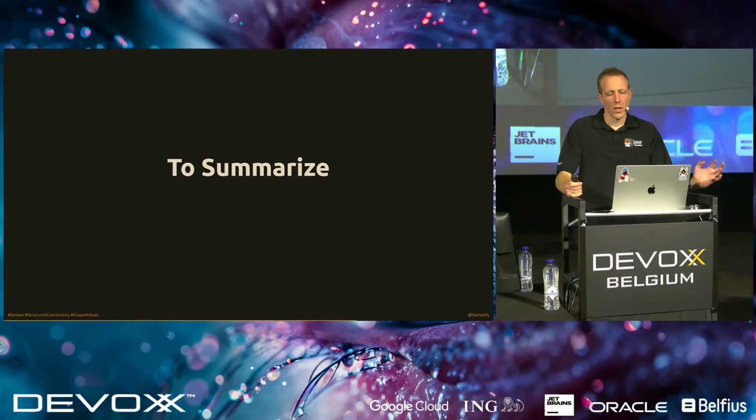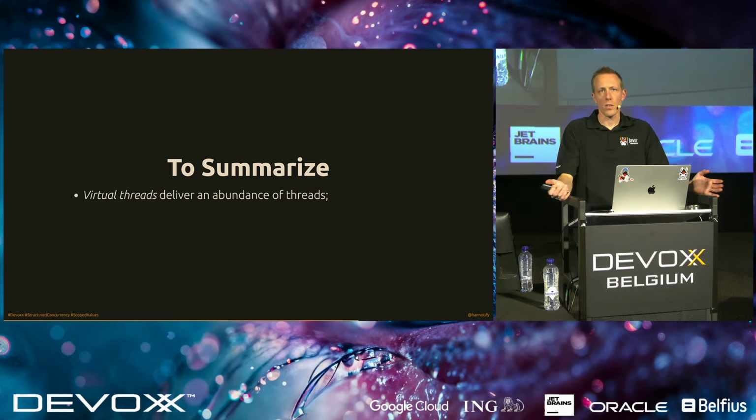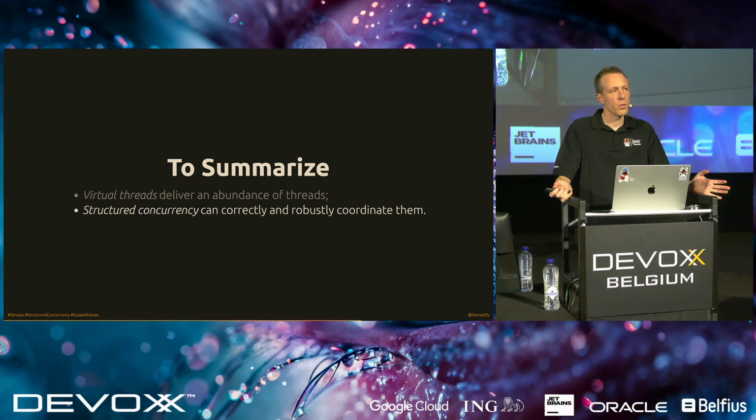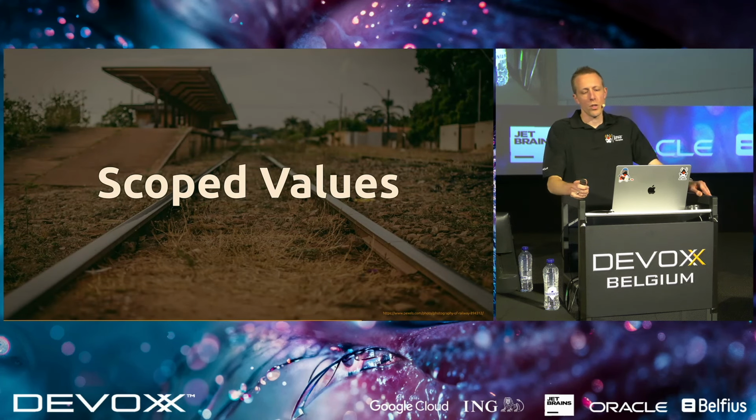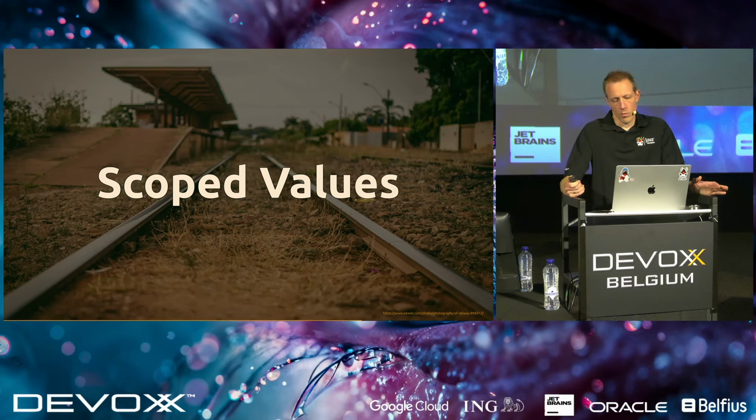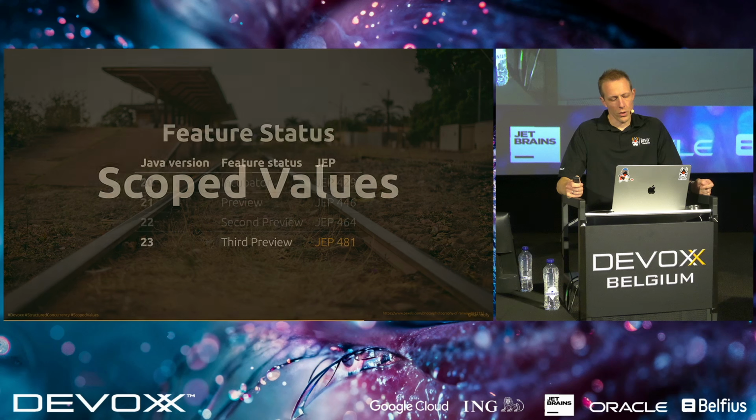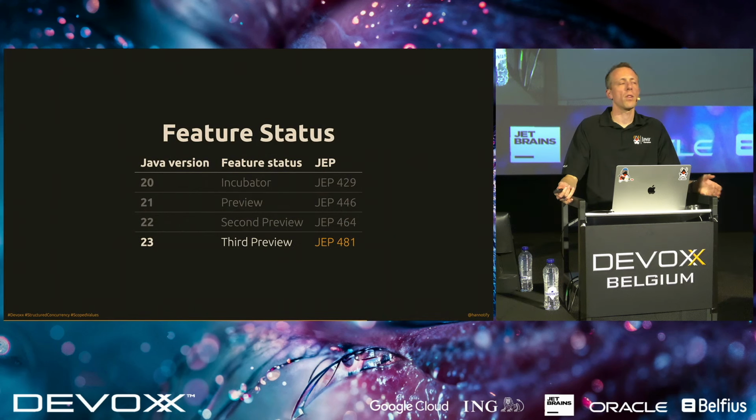So let's summarize. We've seen that virtual threads deliver an abundance of threads, millions of them if you want to, and structured concurrency is the good mechanism to correctly and robustly coordinate the millions of threads in a structured way, so they follow a hierarchy. And that means that it's now time to look into scoped values a bit. The next station that we visit in our concurrency journey. And scoped values are being developed alongside structured concurrency. They are both part of Project Loom, but they've also had the same preview statuses until now. I expect them to become final in the same Java release again, because they go so well together.